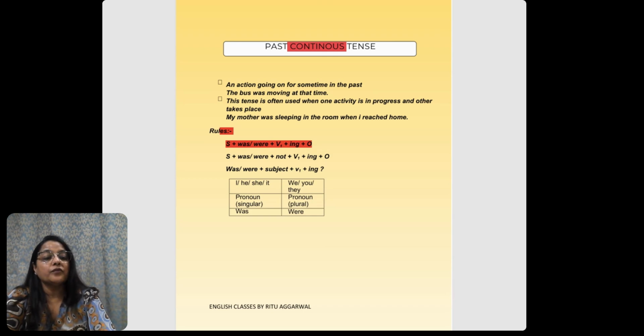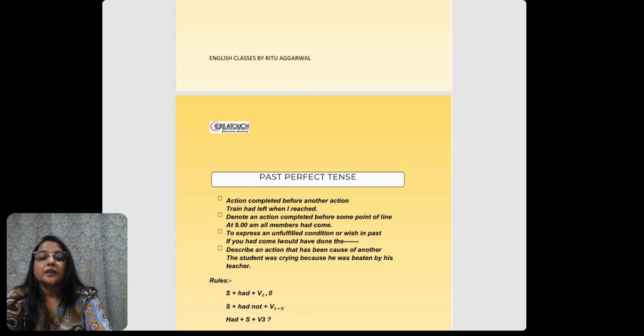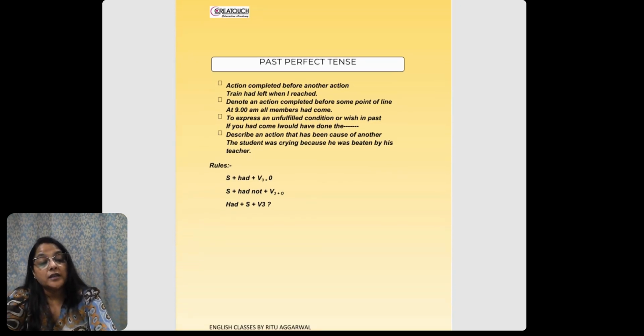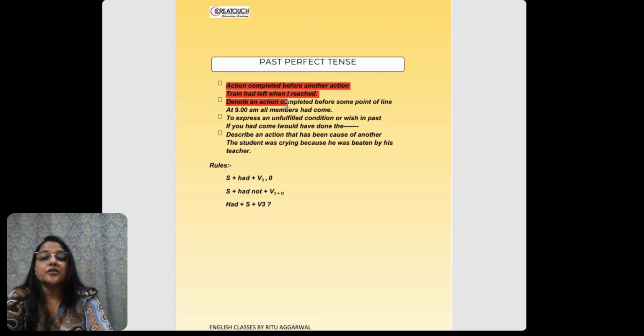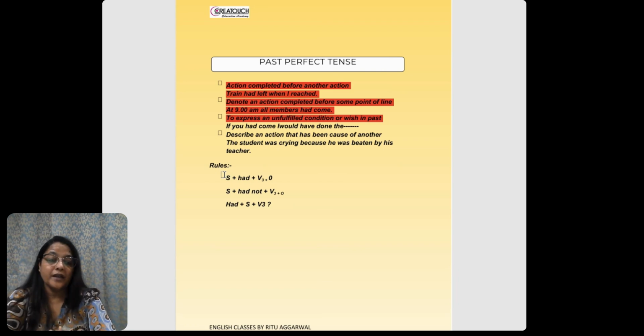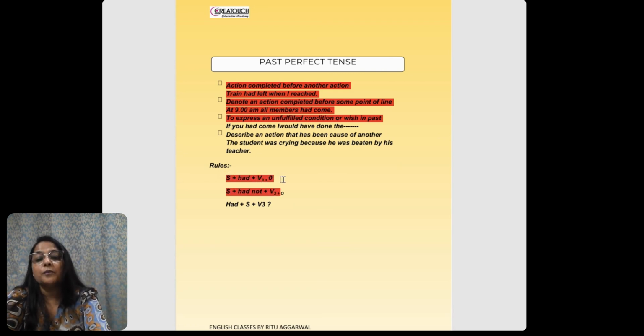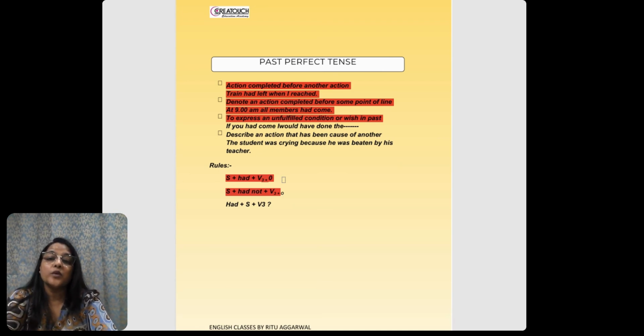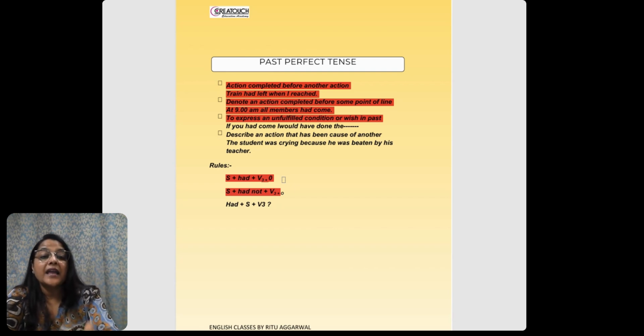The next tense we will be talking about is the past perfect tense, a situation that has already happened in the past, action which is completed in the past, denoting an action completed before any point of time, right? So again the same simple formula, so it's very easy to make a chart of it. Subject plus verb plus object, again subject verb and object. So what is the helping verb? Had. Has and have has gone now, because the situation is completed, action has been completed before another action, right? So train had left when I reached.